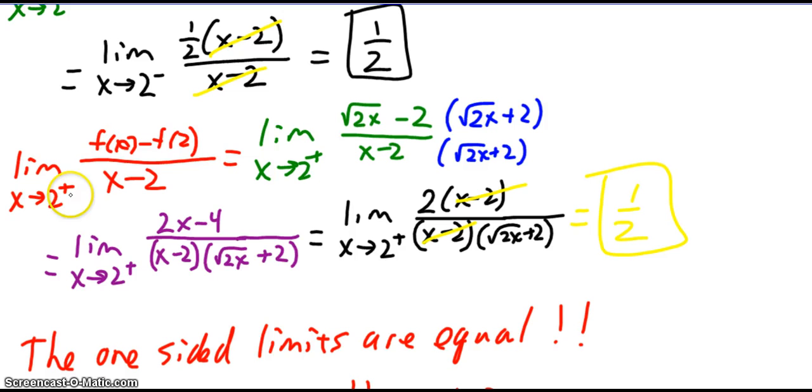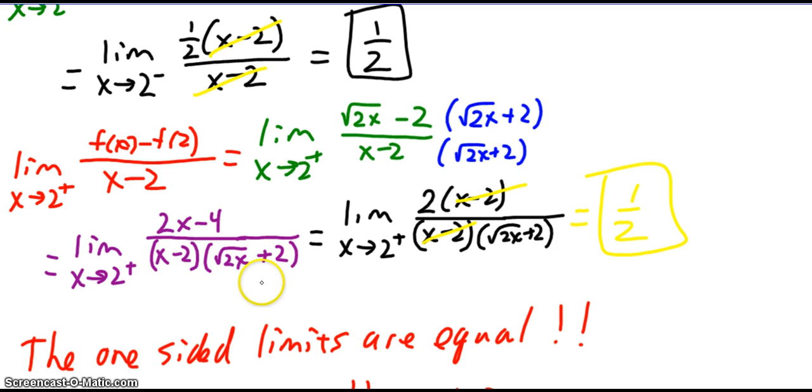So the limit as x goes to 2 from the right of (f(x) minus f(2)) over (x minus 2) is the limit as x goes to 2 from the right of (the square root of 2x minus 2) over (x minus 2). How do we simplify this? Well, we multiply the numerator and denominator by the conjugate of the numerator, which is the square root of 2x plus 2. Simplify, and I get the limit as x goes to 2 from the right of (2x minus 4) over (x minus 2) times the quantity (square root of 2x plus 2).